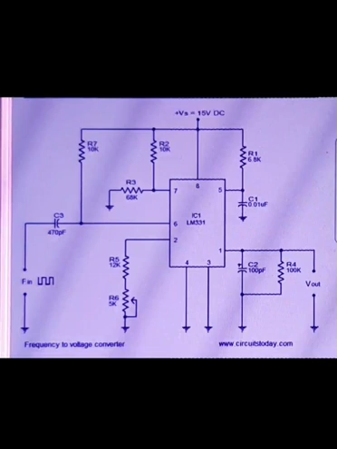15 volt DC is used in this circuit, but the operating voltage of the IC can be between 5 volts to 30 volts DC. The value of resistor R3 is dependent upon the supply voltage. Applications of the F2V converter, frequency to voltage converter, are the tachometer and frequency difference measurement.